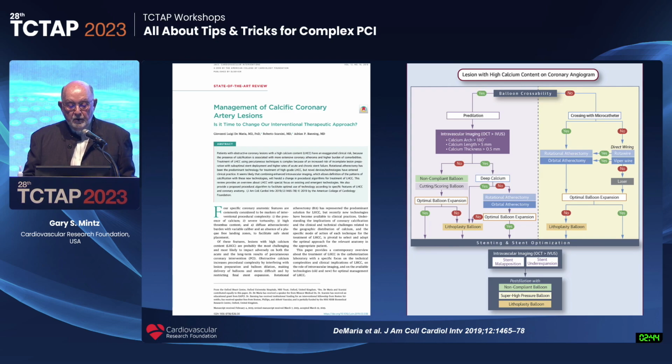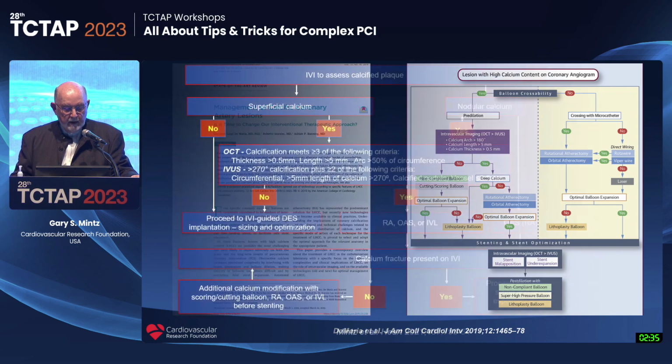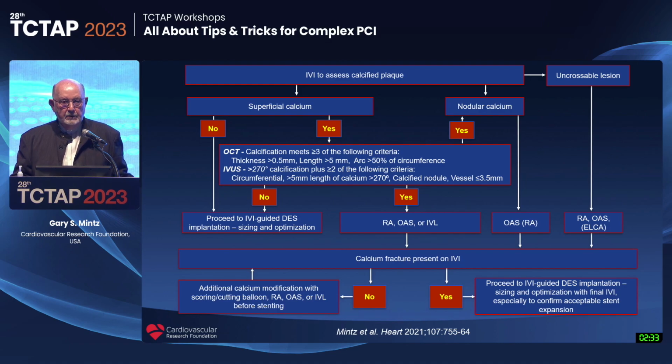There have been a number of algorithms published, this one from the UK. Adrian Banning, is he in the audience, was the senior author. This is something that we published in the British journal Heart, again based upon intravascular imaging assessment of calcium in individual lesions, deciding whether or not it is necessary to then proceed with calcium modification prior to stenting.